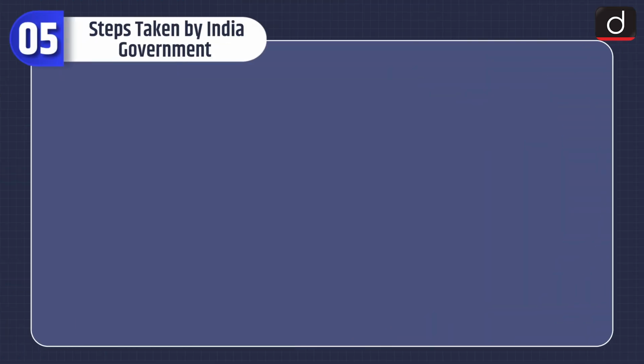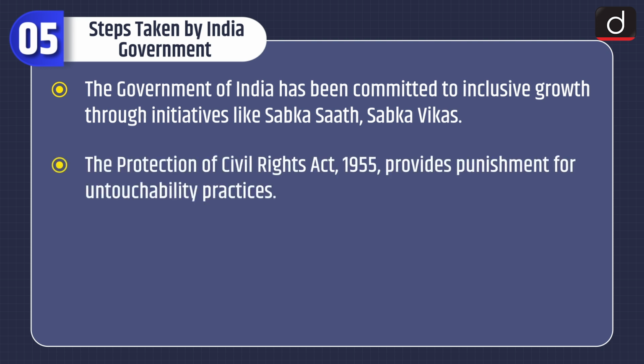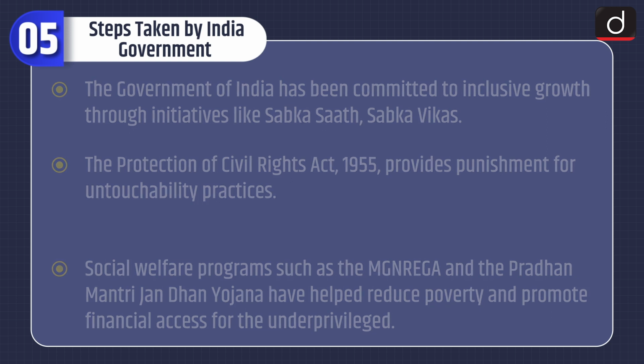Now lastly, let's discuss about the steps taken by India government. The government of India has been committed to inclusive growth through initiatives like Sabka Saath, Sabka Vikas. The Protection of Civil Rights Act 1955 provides punishment for untouchability practices. Social welfare programs such as the MGNREGA and the Pradhan Mantri Jan Dhan Yojana have helped reduce poverty and promote financial access for the underprivileged.